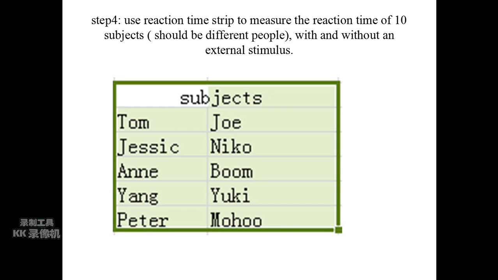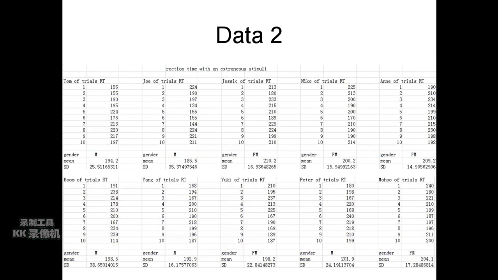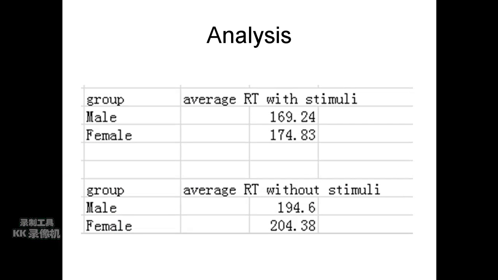Then, choose 10 subjects, 5 male and 5 female, and use the reaction time stick to measure the reaction time of the 10 subjects in two situations, with and without an extra stimulus. That's the data 1. That's the data 2. That's the analysis.